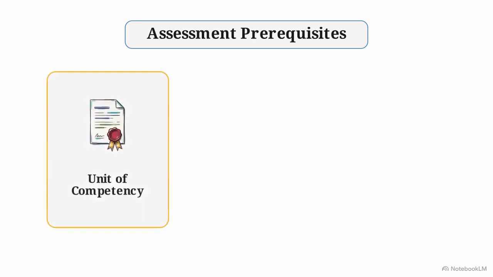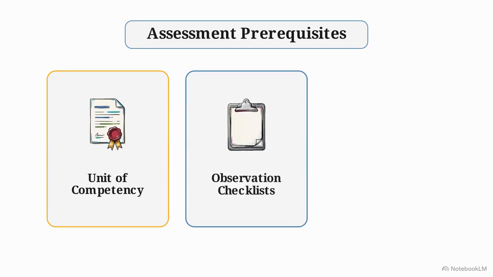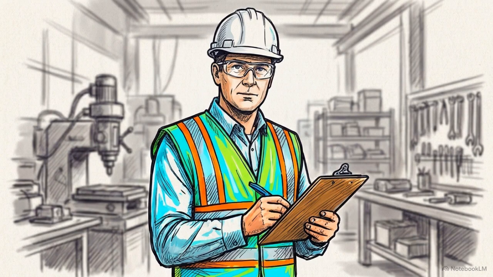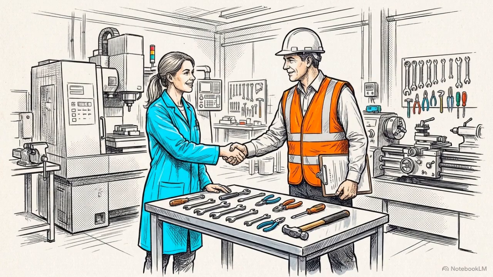Before you even observe a candidate, you need 3 prerequisites in hand: the specific unit of competency standard you are testing against, the required observation checklists, and the organization's official reporting form. Gathering these specific tools shifts your role from a passive observer to a compliant evaluator, fully prepared to facilitate a fair test. To begin the evaluation, greet the candidate directly. Establishing rapport and a supportive environment settles their nerves before the pressure of the assessment tasks begins.